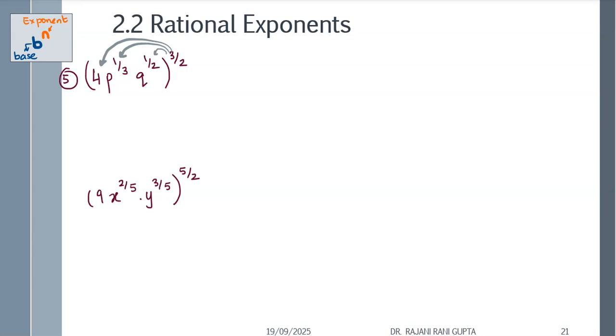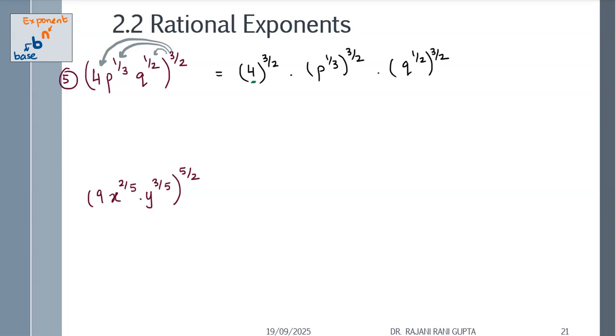So this gives you 4 power 3 by 2, p power 1 over 3 power 3 by 2, q power 1 over 2 power 3 by 2. Okay. Now check 4, because here in the denominator you have 2. So check, is it possible to write this number 4 as a power of 2 of any number?